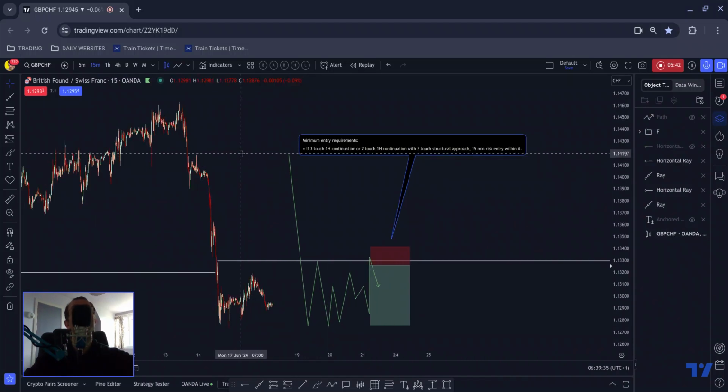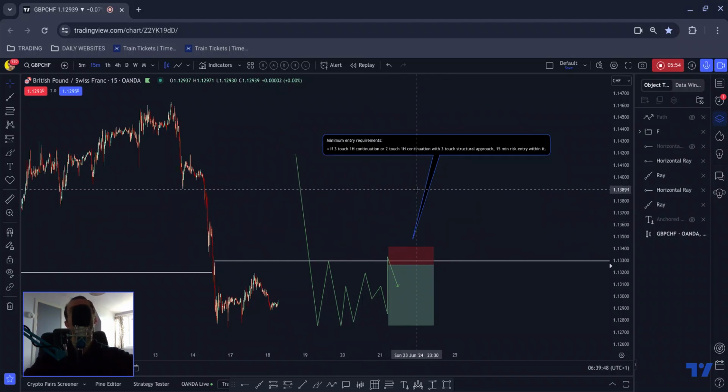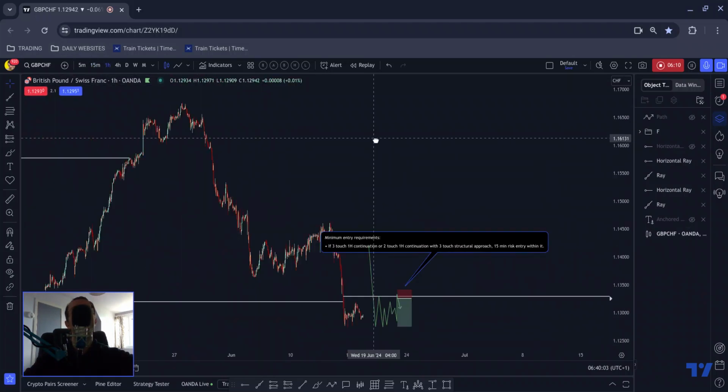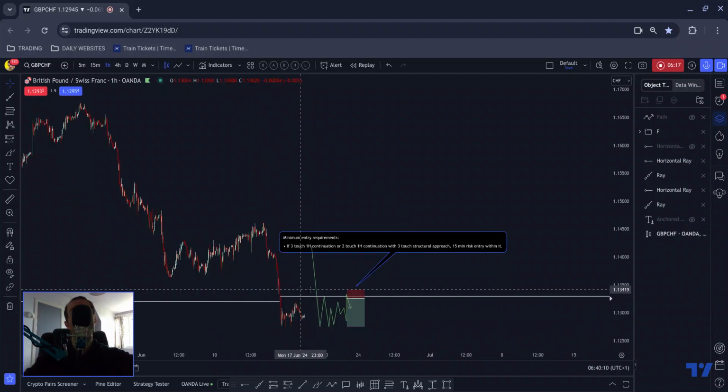I'm just analyzing on the 15-minute chart to give me a bit more clarity. I'm looking for a 3-touch 1 hour continuation or a 2-touch 1 hour continuation with a 3-touch structural approach. My rules are that I can look to get short with a 15-minute risk entry once a 1 hour candle has closed at or around this area of value, this hook point. Then I would manage this on the 1 hour chart. I have an alert set just below that ray line, and I would be able to manage it down to this low for about 3.5%.